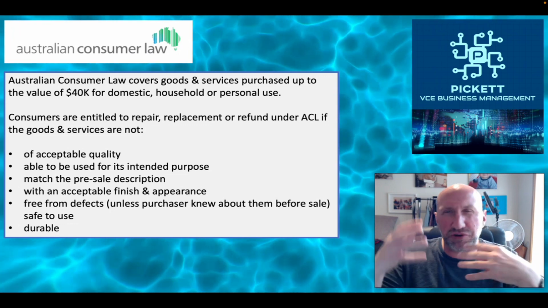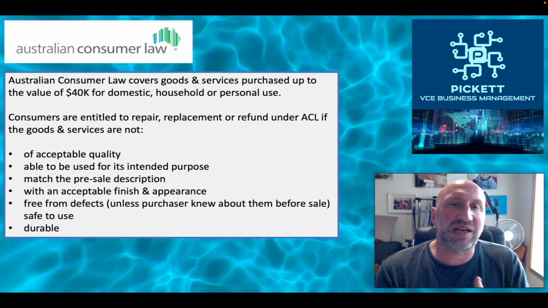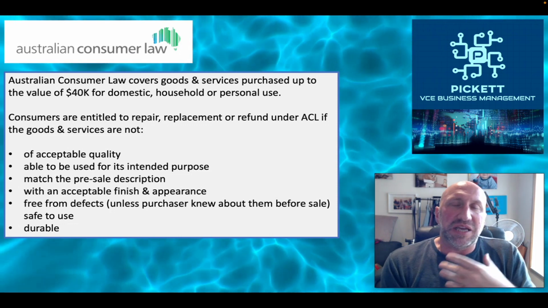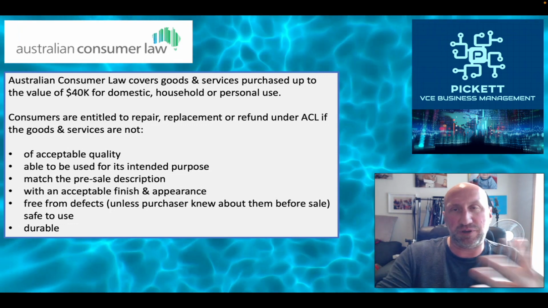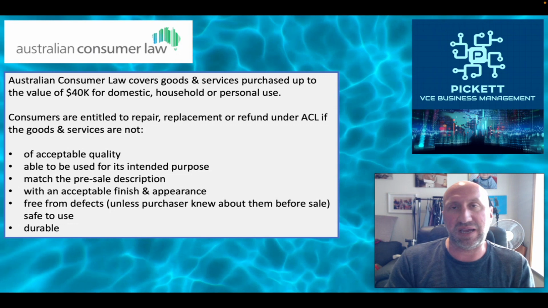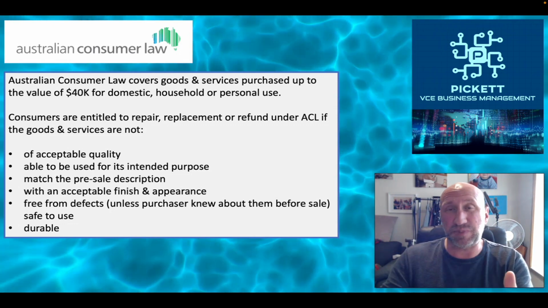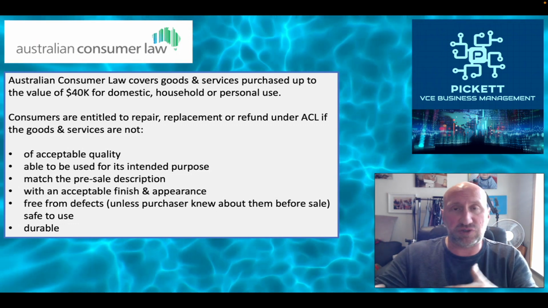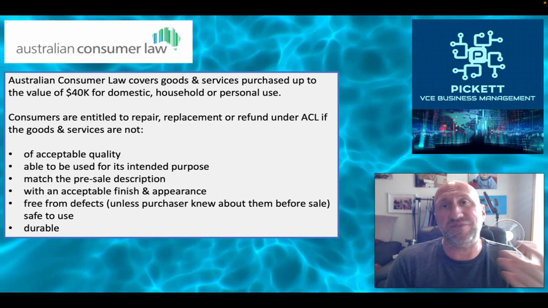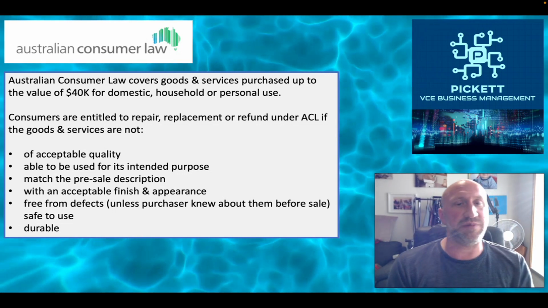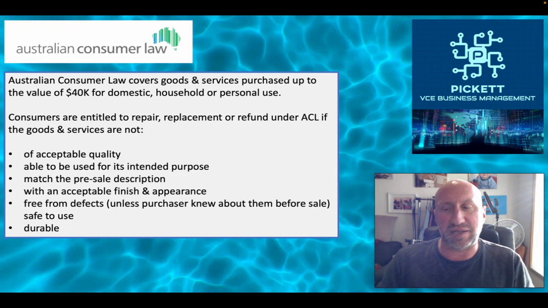And here's just a real snapshot. Okay, ACL is quite a big piece of law, but this is basically what it says. Consumers are entitled to whenever they buy anything, and you can see purchases up to $40,000 for domestic, household, or personal use. So this doesn't necessarily cover large business expenses, but if you're selling to individual consumers, anything up to $40,000, this kind of has to apply. So whatever you sell must be of acceptable quality, must be able to be used for its intended purpose, and so on and so forth down that little list there. Okay.